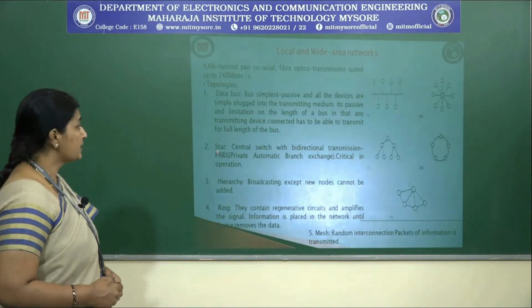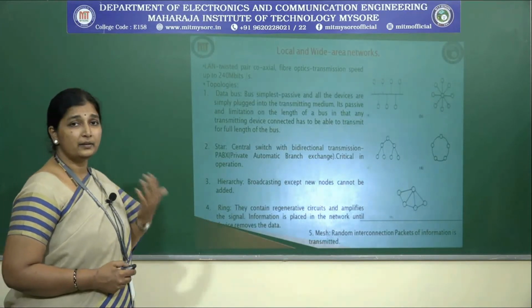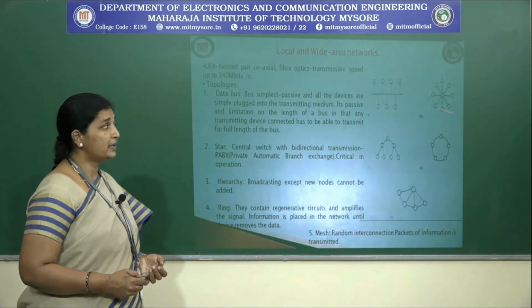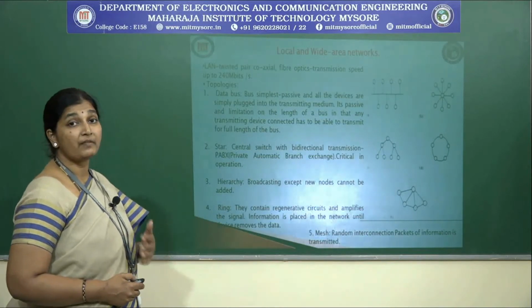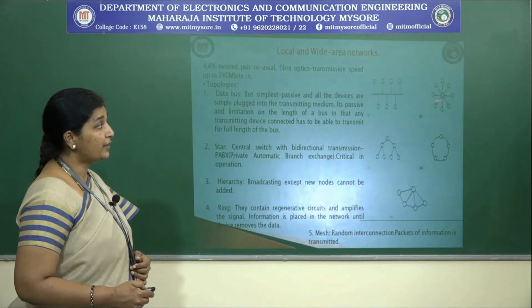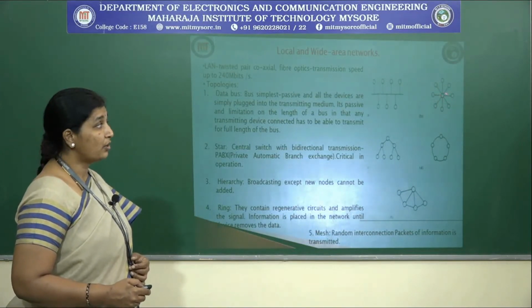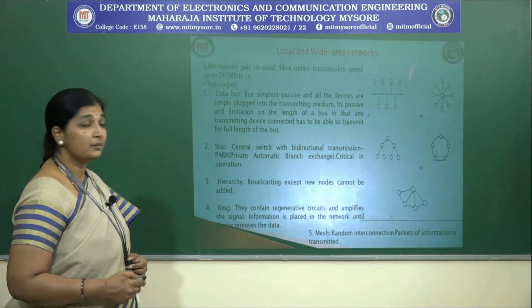Next, star. Star is not that widely used, but definitely in certain data centers, exchanges and telecommunication applications, you have a node which is interconnected to different nodes. So if this central node goes bad, the entire system breaks.